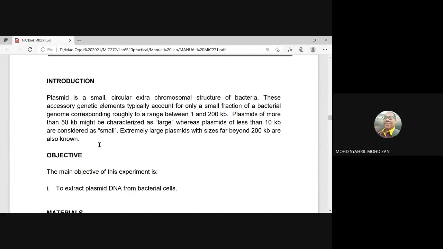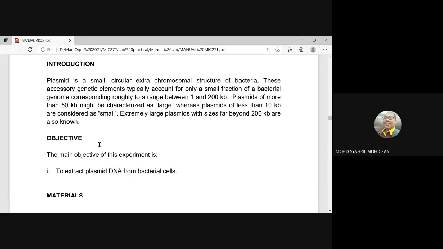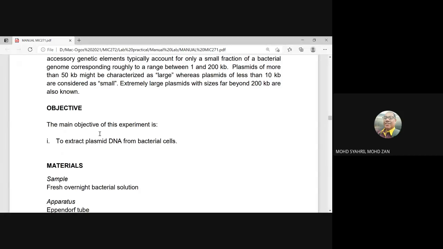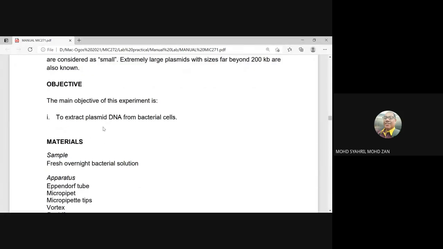If you look back at your notes, chapter 3 about gene expression, or chapter 4 about cloning, you will learn lots about the processes of the plasmid. So today's experiment objective is to extract plasmid DNA from bacterial cells. How do you extract plasmid DNA?